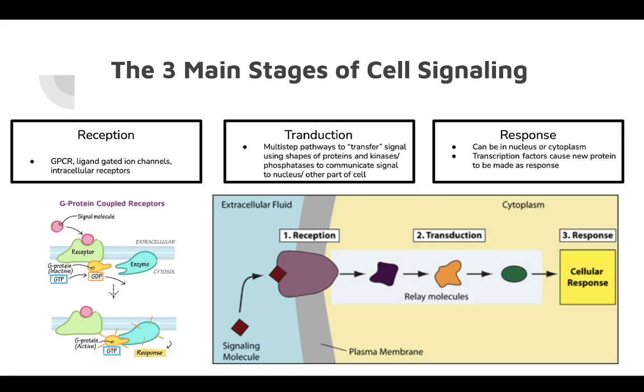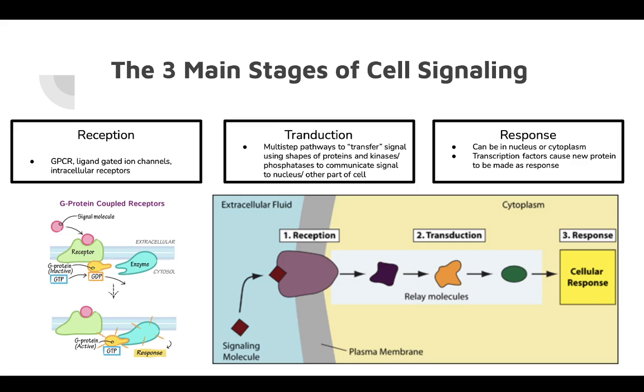As I said before, the three main stages are reception, transduction, and response. Different forms of reception in cells can be through G protein coupled receptors, ligand-gated ion channels, and intracellular receptors. And intracellular receptors are usually used when the ligand or signaling molecule is hydrophobic, so it can easily pass through the membrane, and therefore it doesn't need a transmembrane protein receptor in the membrane itself.